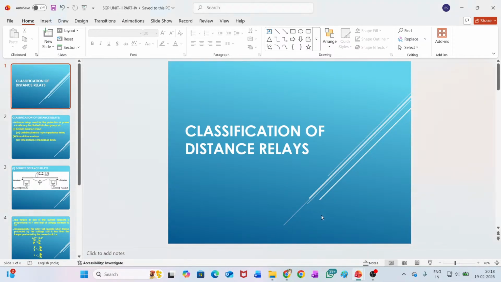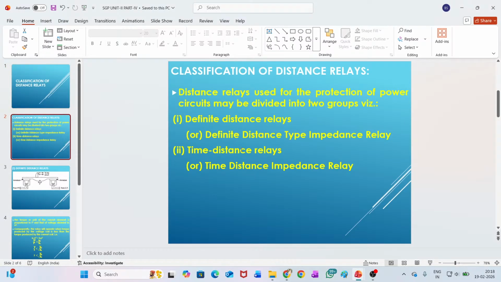Classification of distance relays. The distance relays can be classified into three relays: impedance relay, reactance relay, and mho relay.